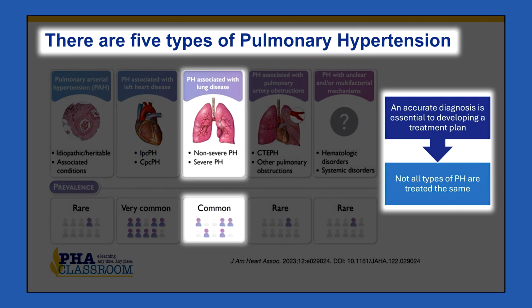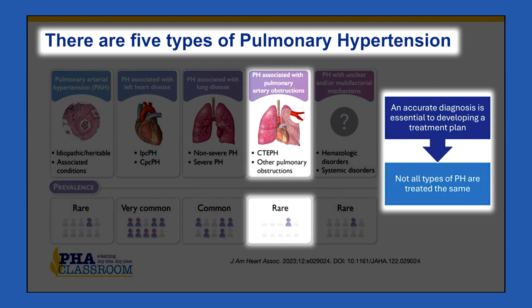The third category is pulmonary hypertension associated with lung disease. This can be seen with issues that cause scarring of the lungs, like pulmonary fibrosis or chronic obstructive pulmonary disease, among others. This is a fairly common condition, although it doesn't affect all patients that have those underlying lung diseases.